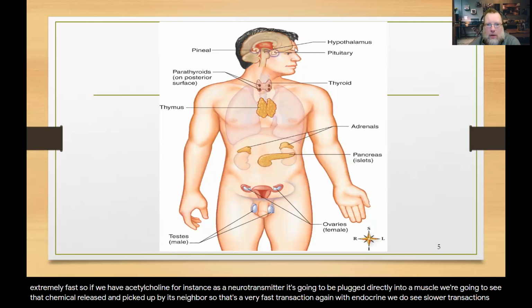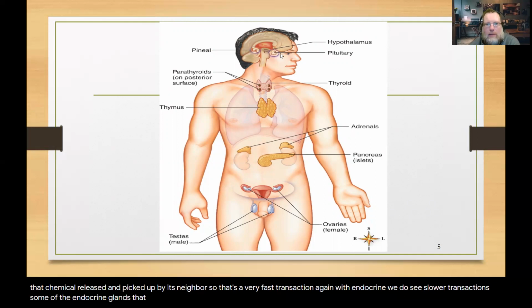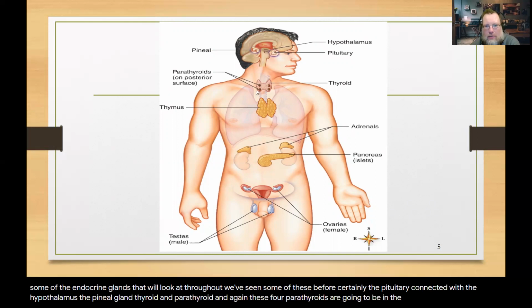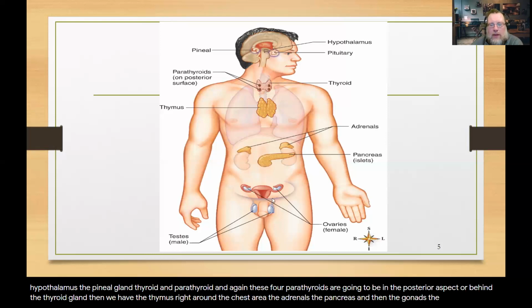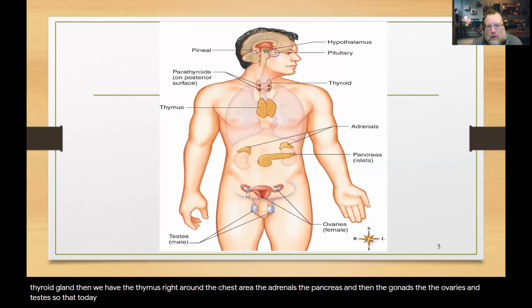Some of the endocrine glands that we'll look at throughout, we've seen some of these before: certainly the pituitary connected with the hypothalamus, the pineal gland, thyroid and parathyroids. These 4 parathyroids are going to be in the posterior aspect, or behind, the thyroid gland. Then we have the thymus right around the chest area, the adrenals, the pancreas, and then the gonads, the ovaries and testes. Today, in this video, we won't spend a lot of time on the gonads, nor will we spend a lot of time on the thymus gland.